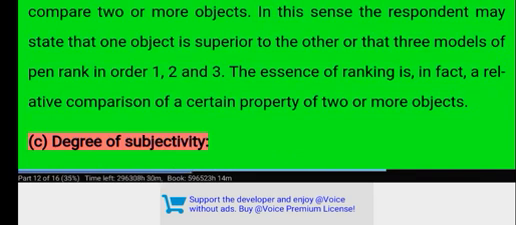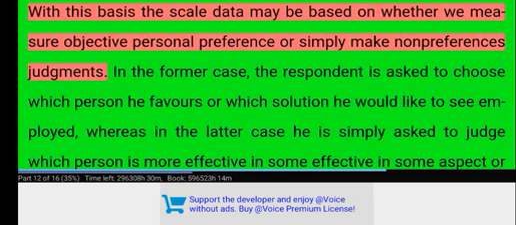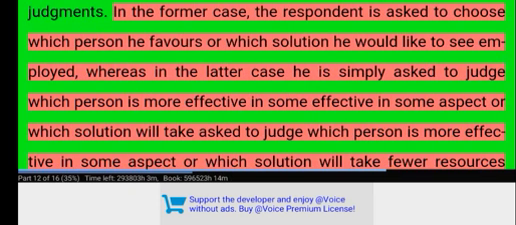C. Degree of subjectivity. With this basis, the scale data may be based on whether we measure subjective personal preferences or simply make non-preference judgments. In the former case, the respondent is asked to choose which person he favors or which solution he would like to see employed, whereas in the latter case he is simply asked to judge which person is more effective in some aspect or which solution will take fewer resources without reflecting any personal preferences.